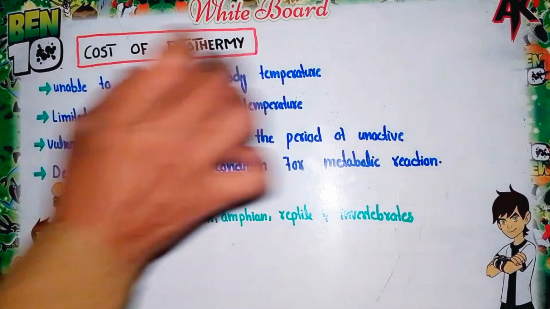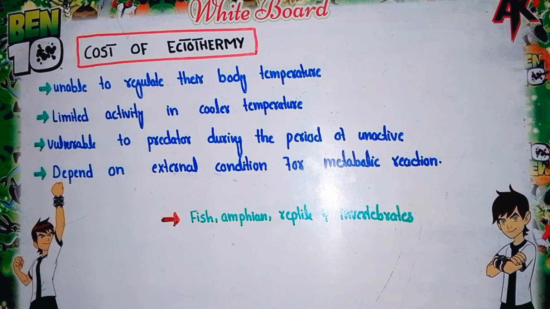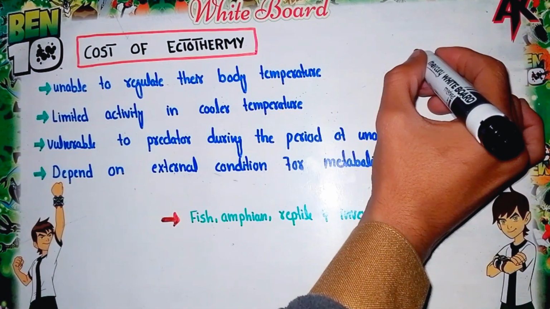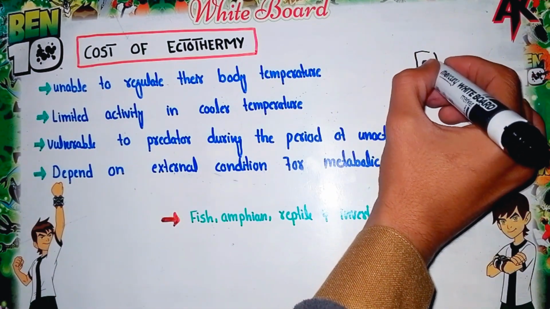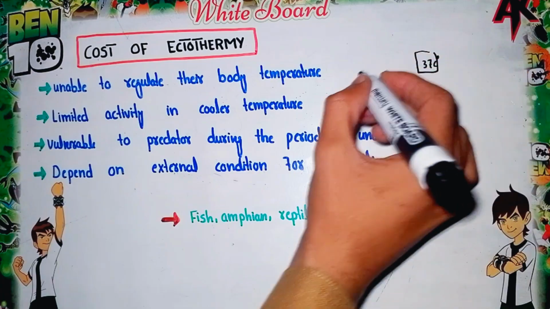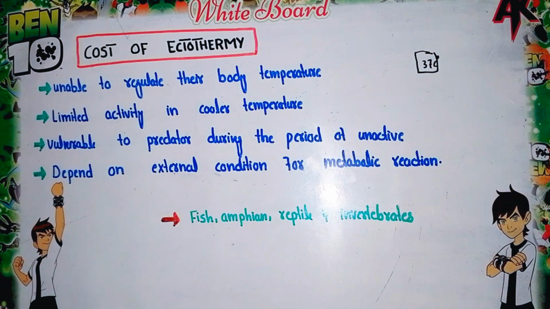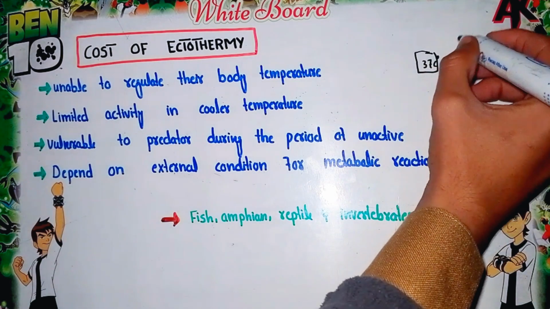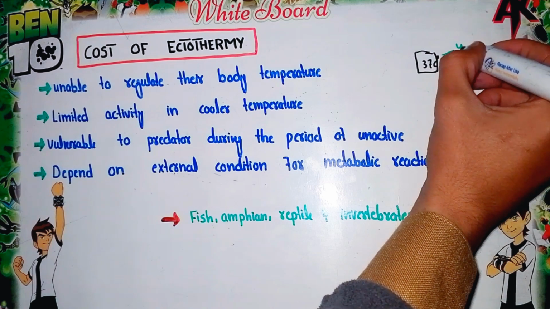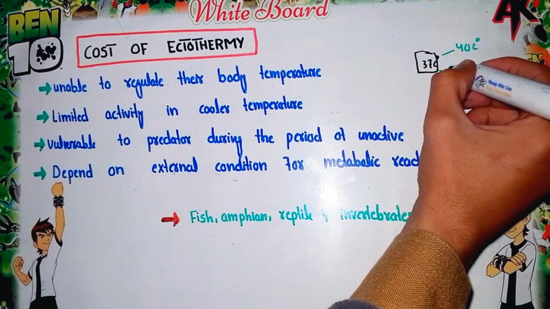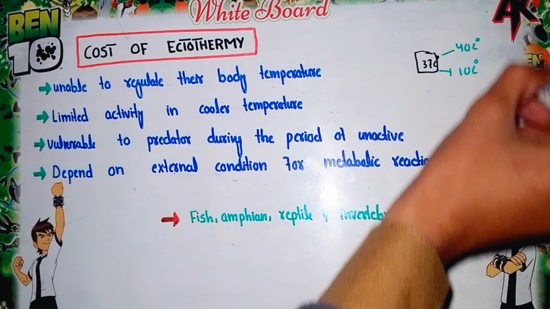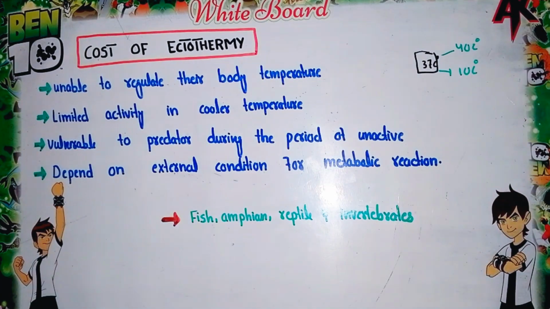Now the endothermic animals regulate a constant body temperature. As humans, they have a constant body temperature of 37 centigrade, and this constant temperature is maintained by humans whatever the external temperature may be. The external temperature may reach extreme levels, suppose 40 Celsius or 10 degrees Celsius. So in these different types of conditions, they will maintain their constant body temperature.